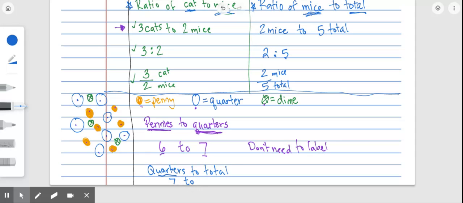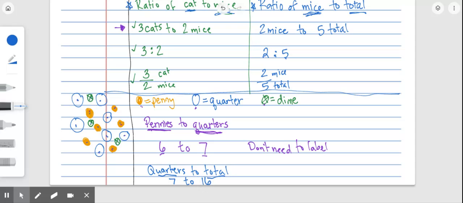All right, now I've got to do the total number of coins. So I've got to count all of them. So there's 1, 2, 3, 4, 5, 6, 7, 8, 9, 10, 11, 12, 13, 14, 15, 16. 16.